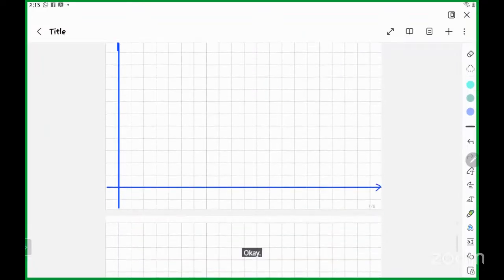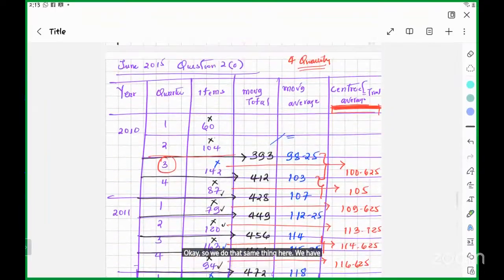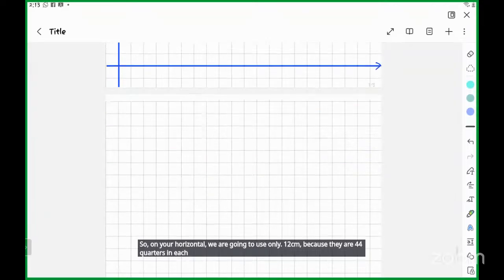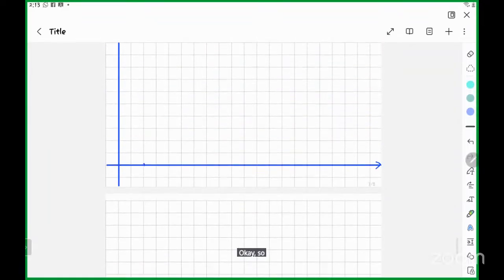Okay, so we do the same thing here. We have the different quarters. So on your horizontal, you're going to use only 12 centimeters because there are four quarters in each year. Okay, so you'll have Q1. Guys, notice how I'm writing them. I write a value not at the 0 mark. After 0, I write 1, okay? Then we got a 2, a 3, a 4, 5, 6, and 10. Let me redo.